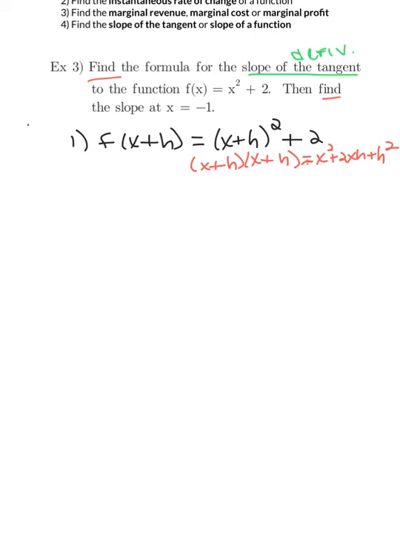So continuing on then with finding f of x plus h, we will have x squared plus 2xh plus h squared plus 2. For step 2, the next thing that we do is find f of x plus h minus f of x.